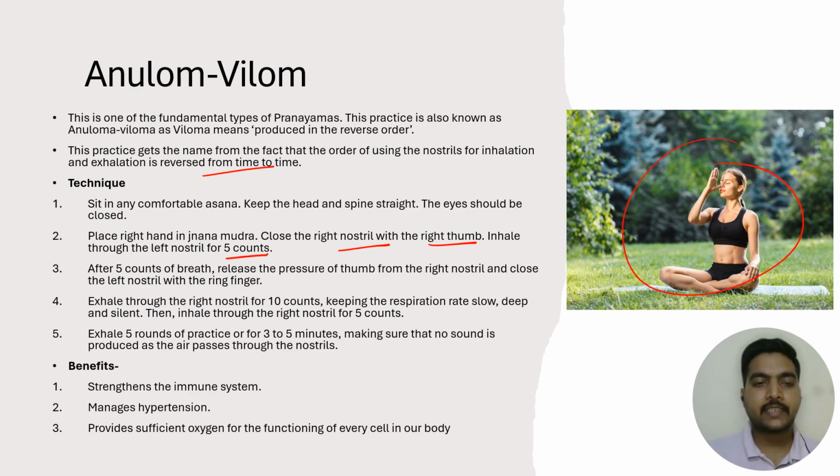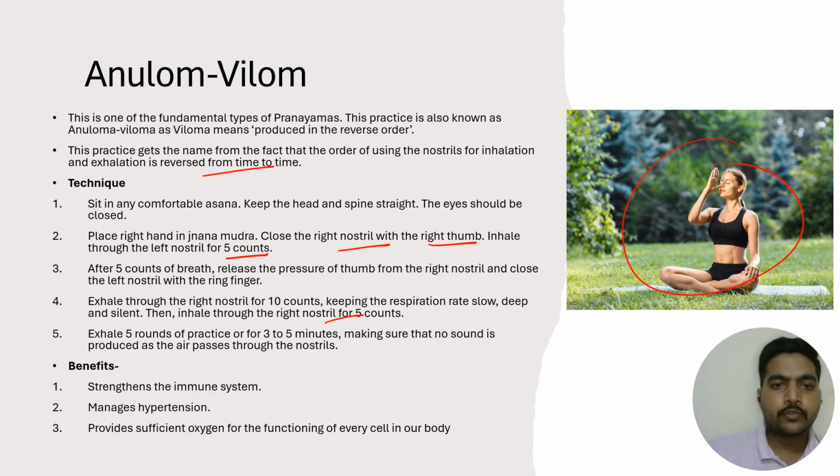Clear? Second, after the 5 count of breath, release the pressure of the thumb from the right nostril and close the left nostril with the ring finger. Then the fourth one is to exhale through the nostril for a 10 count, keeping the respiration rate slow, deep and silent. Then inhale through the right nostril for a 5 count. So, start with the right, then the left, then left to right. This is the process of the Anulom Vilom.